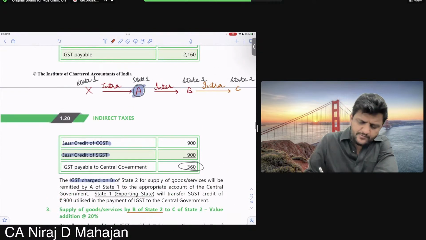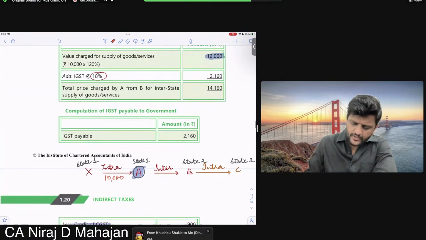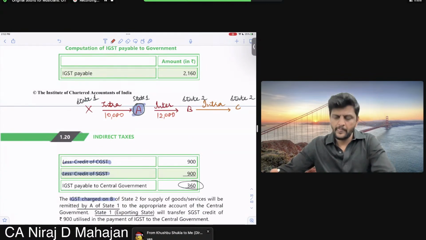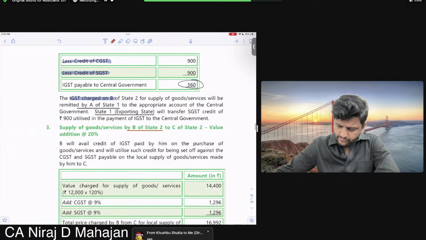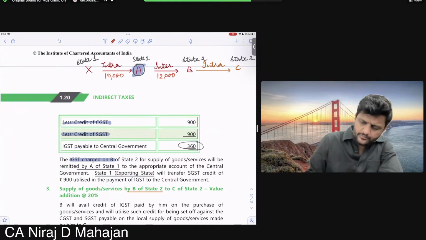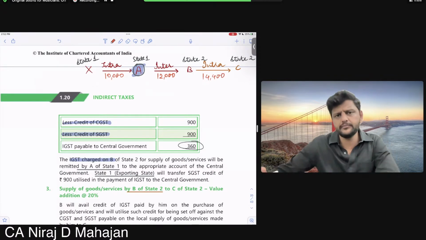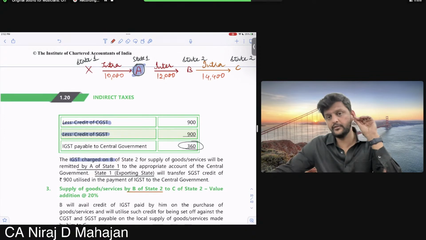You have the textbook in front of you. Then A to B, children, before taxes was how much? 12,000. Agreed? Before taxes. And B to C before taxes 14,400. They are all adding their own 20% profit margin, you can say. Everybody okay? This is before taxes.